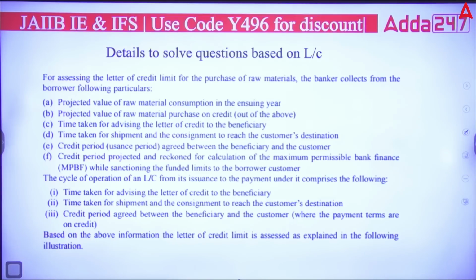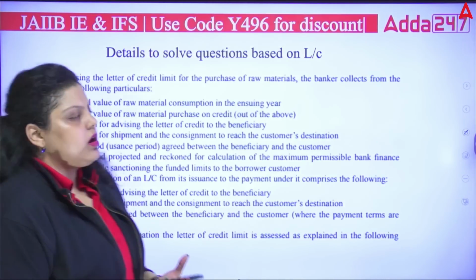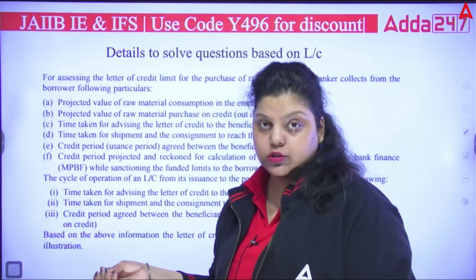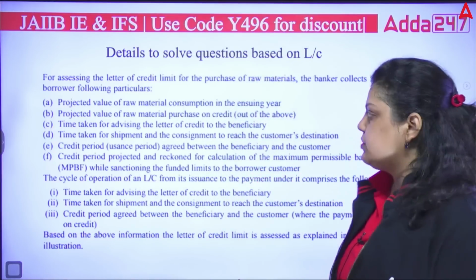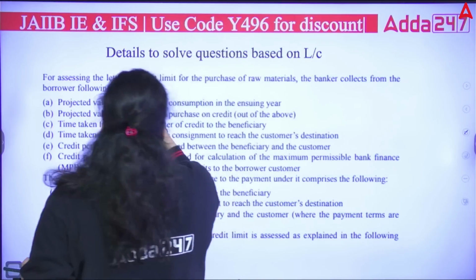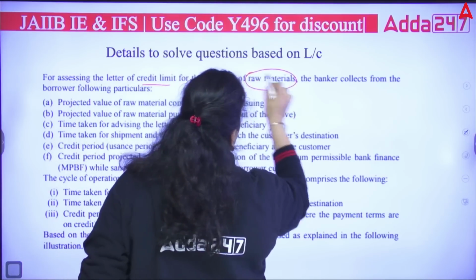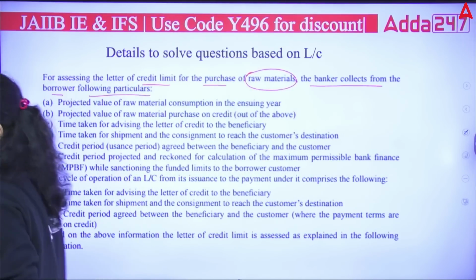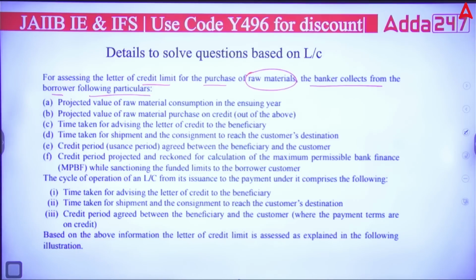Next, now we have to solve a question based on the letter of credit. Letter of credit numericals have been asked earlier as well. A letter of credit is a type of mode of payment in international trade, a secured mode of payment. For assessing the letter of credit limit for the purchase of raw material, the banker collects the following particulars from the borrower. To calculate your letter of credit limit, you have to take all this information.